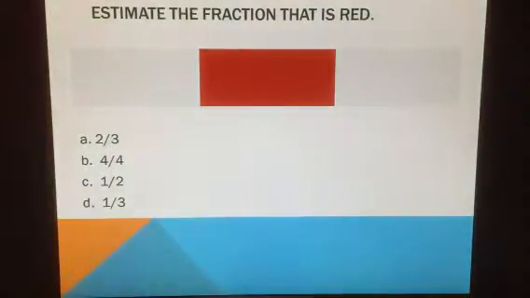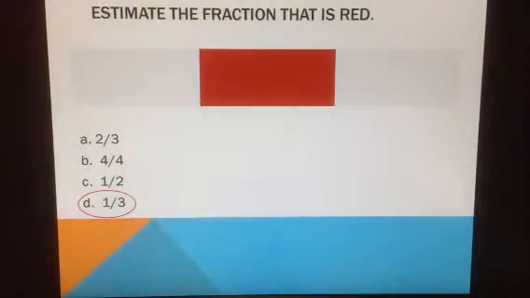How about this one? What's the fraction that's red? Looks like less than half. It is 1/3, so that's saying you could fit 3 of those red rectangles in the bar altogether.